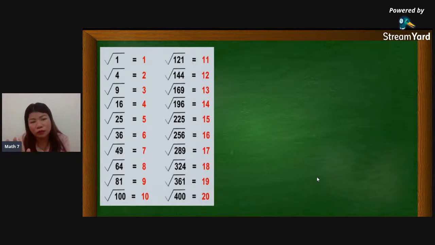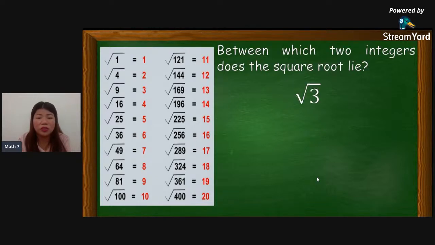So, kung makikita nyo, square root of 1 is 1, square root of 4, hanggang square root of 400. Example lang naman to, square root of 3. Kapag hindi perfect square yung nasa loob ng radical sign, aalamin lang natin yung dalawang magkasunod o 2 consecutive integers in between. Saan sa dalawa malapit? Ang square root of 3 ay mas malaki sa square root of 1.